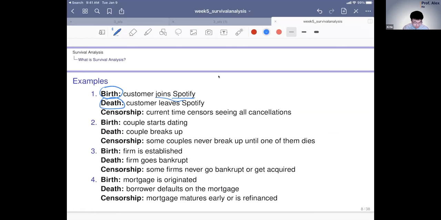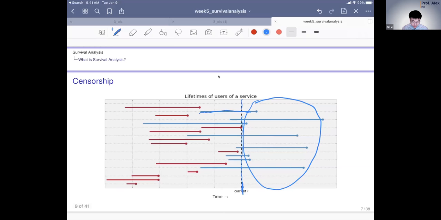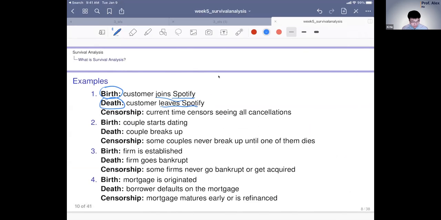People join Spotify and then people quit their membership. And then the censoring issue there is that at the current time, we don't know, it's exactly like this. We don't know in the future when they're gonna quit their membership. And then second example, you have couples start dating and that's the birth. And then they break up, it's the death. And then censoring is that some people just never break up, right? Or they will break up in the future, but you don't know when. So that's also something that we don't observe.